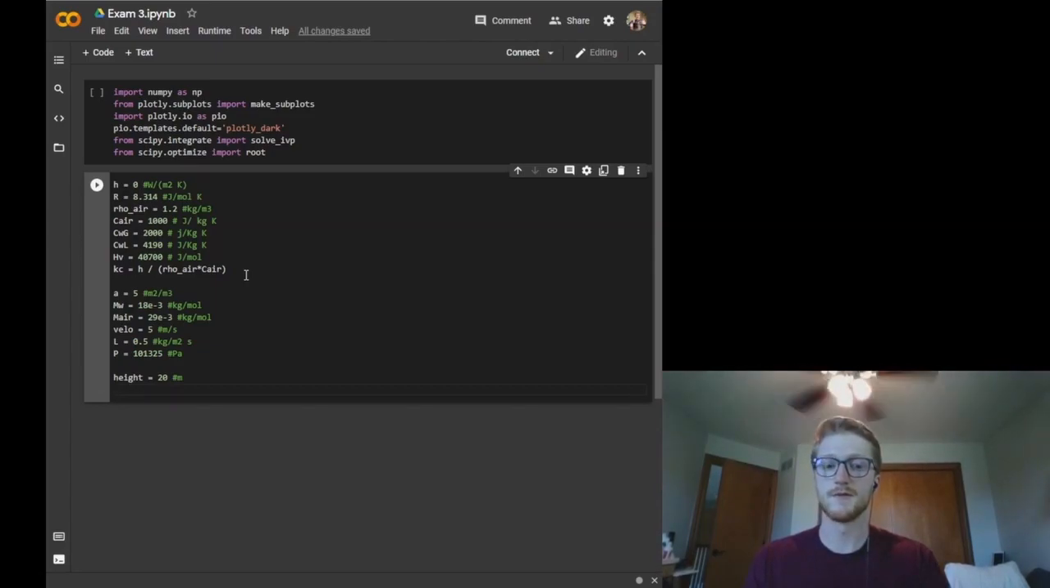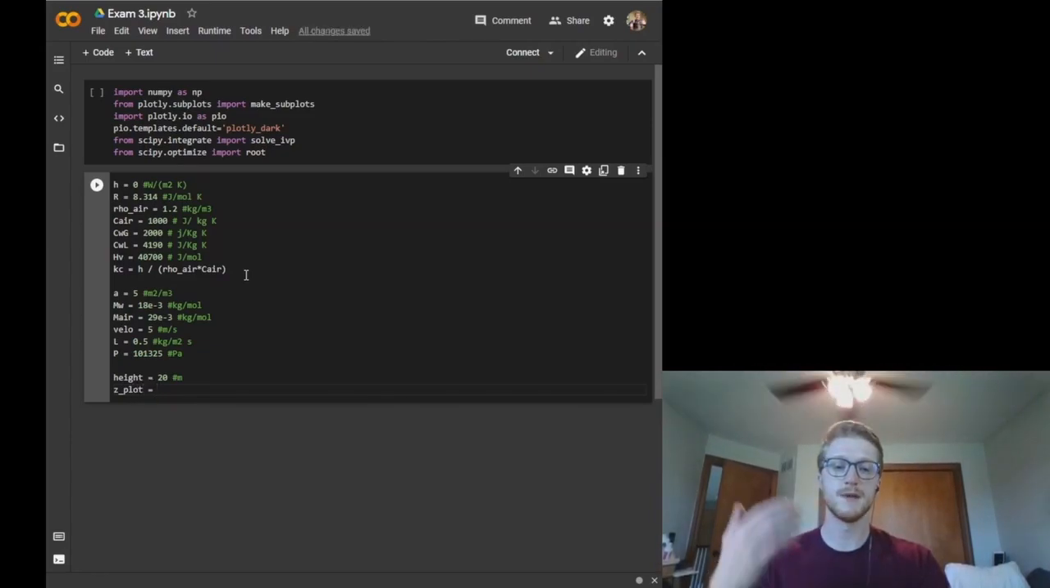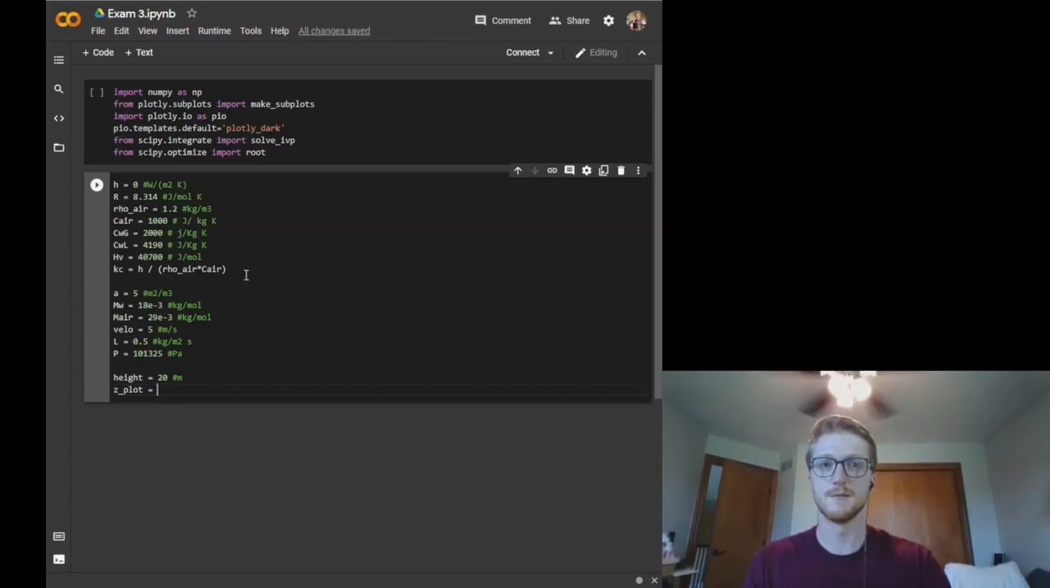And then for plotting purposes later on, we're going to want to have equally spaced points to plot on. So we'll say that is z plot, and we want to make equally spaced points. So we'll say numpy.linspace, and we want to start at 0 and go to the height of the column, and we'll say we want 21 equally spaced points. That way we have a space every meter, and that should be good.